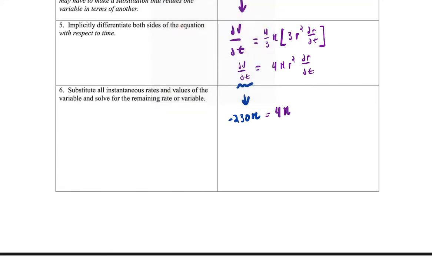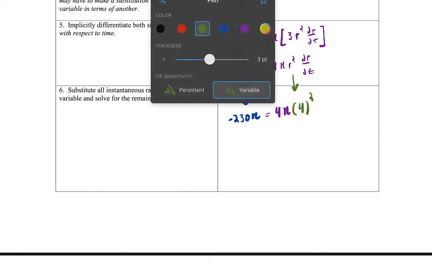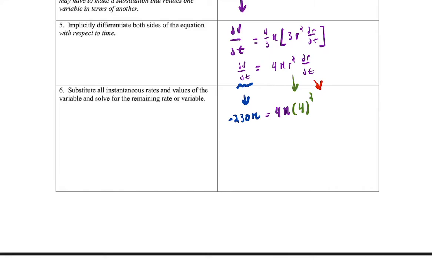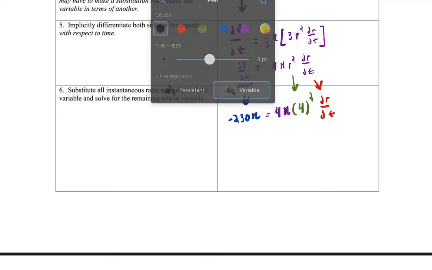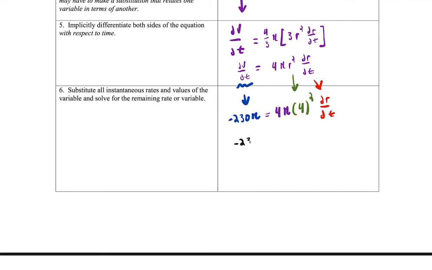The radius we also labeled. In the beginning of the problem, we were asked, when the radius is 4, what is this rate of change? And then finally, dr/dt, we do not know, right? And that's the whole idea here, that we're trying to figure out the thing that we do not know. And so now we just have algebra one because everything's been solved for.